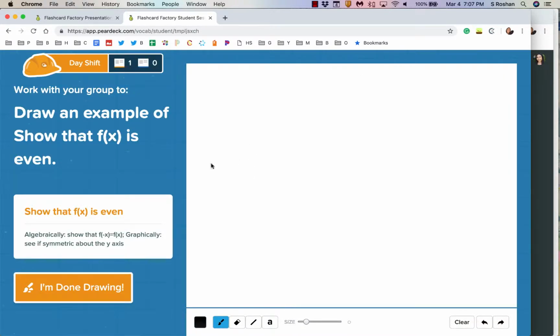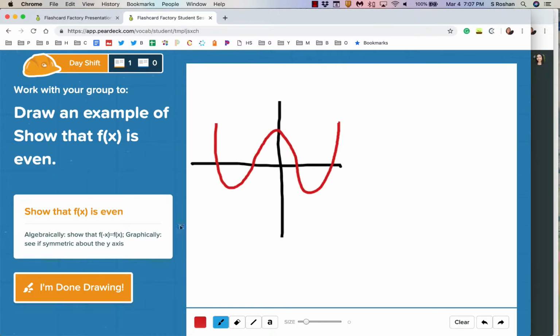Draw an example. F of x is even. So this would be a good one to do a specific example for. So remember, an even function, as I said here, is one where f of negative x equals f of x, graphically if it's symmetric about the y-axis. Pretend that's perfectly symmetric. And then let me give another example. So maybe f of x equals x to the fourth plus 8x squared.